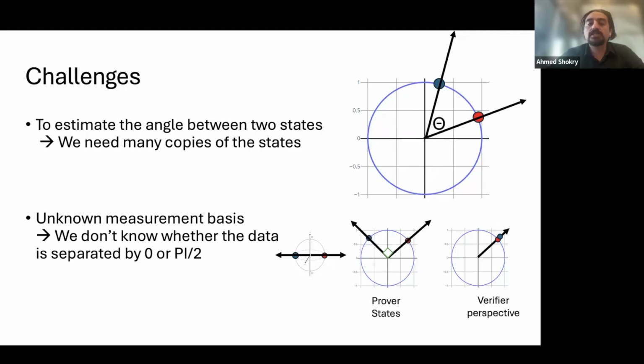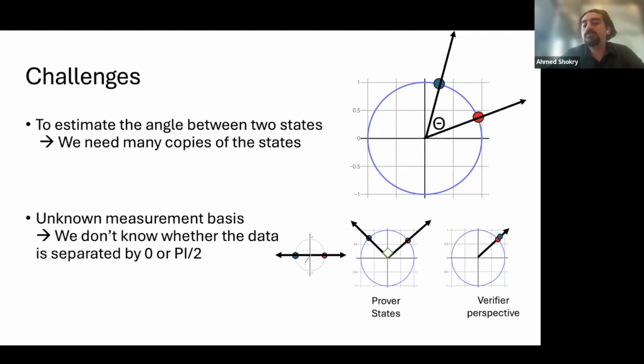So for example, if the verifier tries to measure using the standard basis, the state will immediately jump to either 0 or 1, losing its state. So in turn, we will not be able to estimate the angle between the two groups, the red and the blue groups. The second challenge here is that the verifier does not know anything about the embedding process.